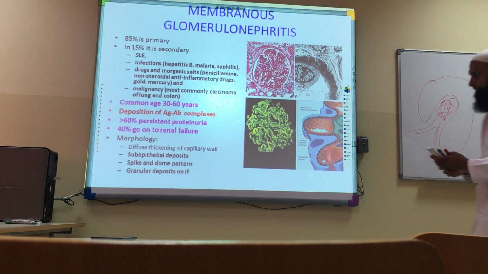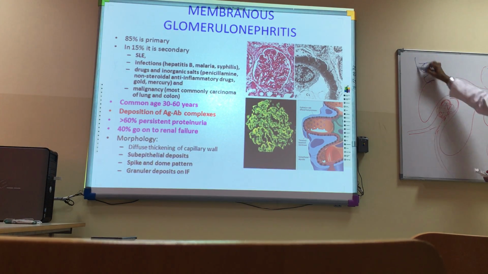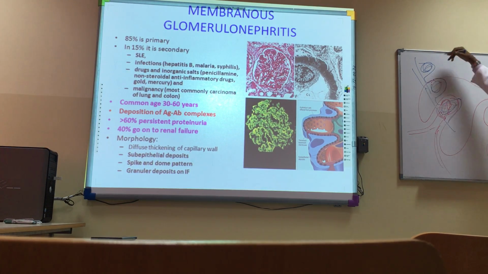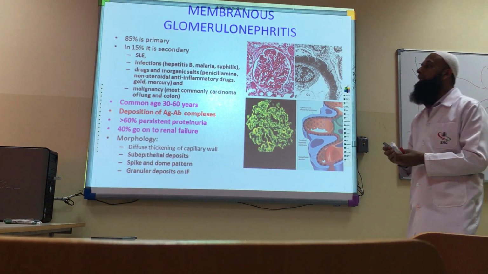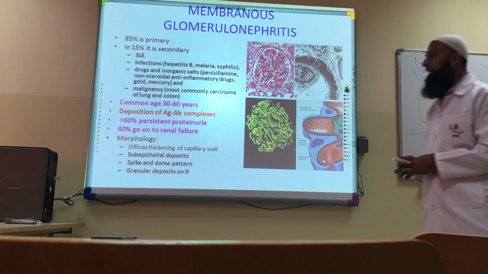What does that mean? What is the meaning of spike? Actually, the deposits are here, and then the membrane is okay. Then there are deposits, and the membrane is okay. Then there are deposits, and the membrane is okay. So these areas look like spikes, and the other areas where there are deposits look like domes. So dome and then spike, dome and then spike. This is the typical morphology which we see on electron microscope, this spike and dome pattern.